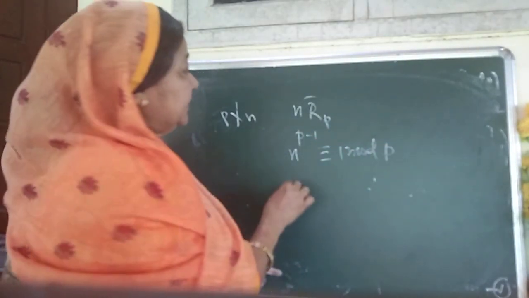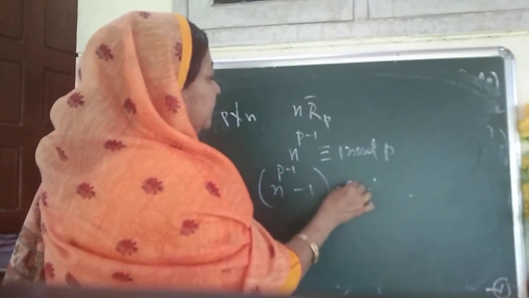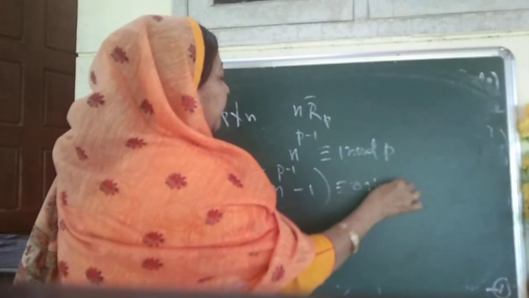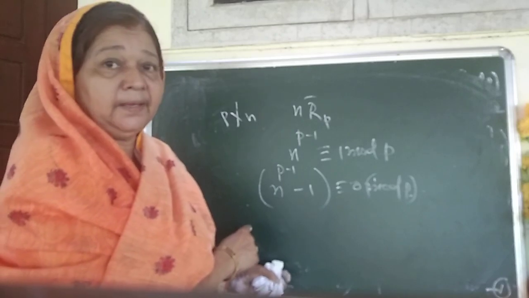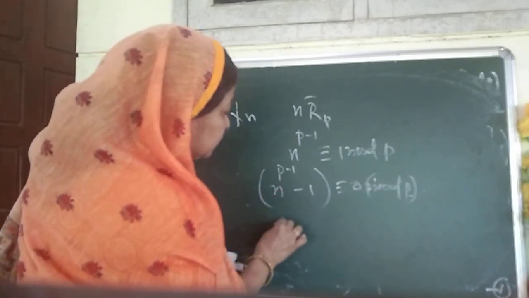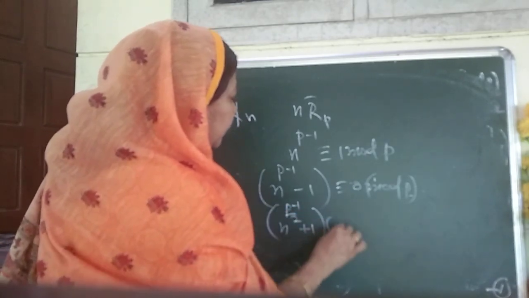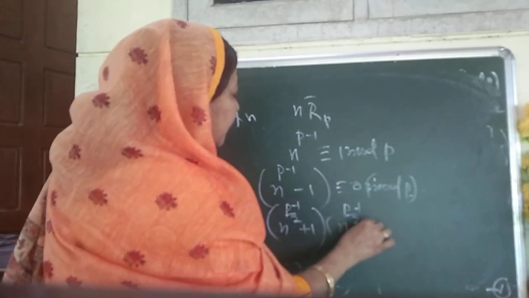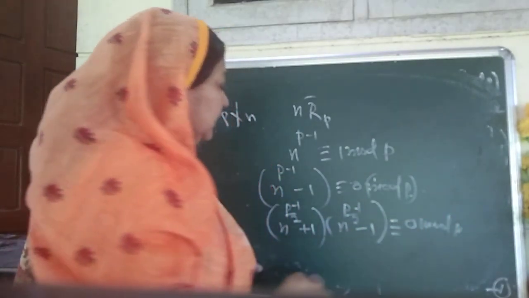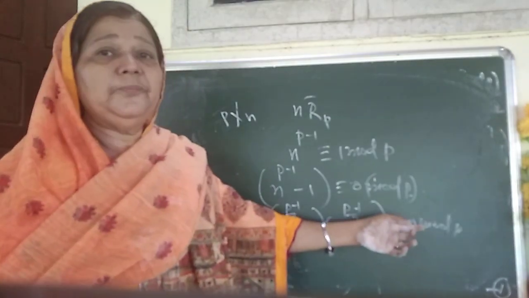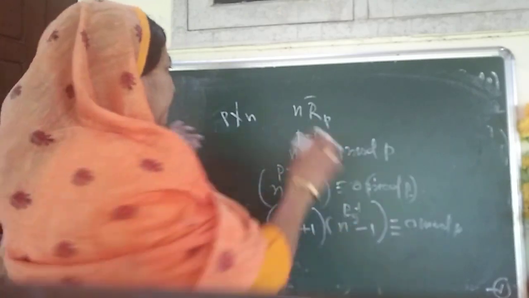That is, n raised to p-1 minus 1 is congruent to 0 mod p. Since p-1 is an even number, we can take this as (p-1)/2 also. So n raised to (p-1)/2 plus 1 into n raised to (p-1)/2 minus 1 is congruent to 0 mod p. So a product is congruent to 0 mod p. Either this is congruent to 0 mod p or this is congruent to 0 mod p.